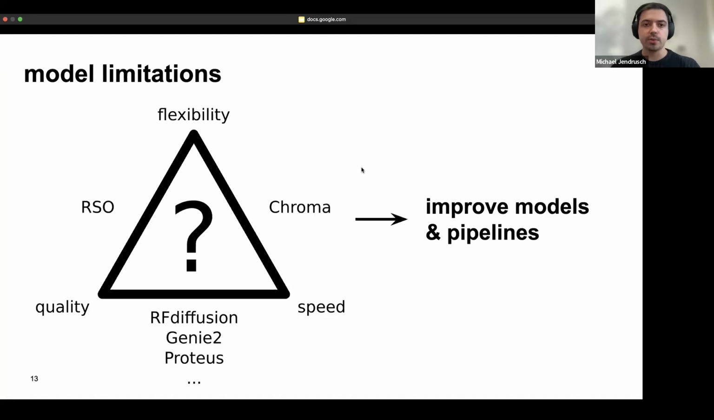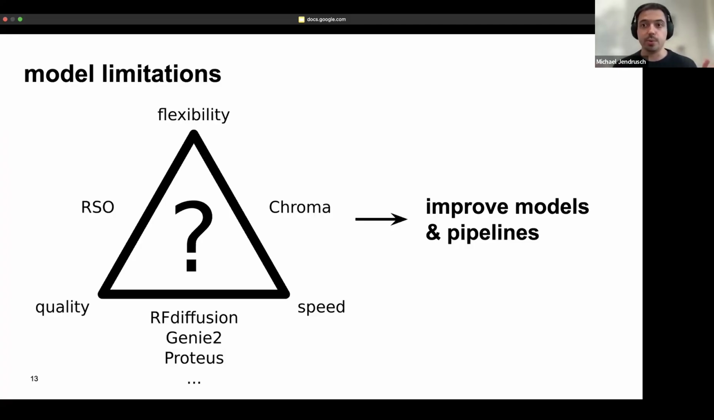And these trade-offs range around the quality of generated structures. So how designable are the structures and how well do they fit the specifications we feed in? The flexibility of the method. So what types of different tasks can we solve with the method without having to try a new model? And finally, the speed of the method. So the throughput we can achieve, how many designs we can churn out per minute.